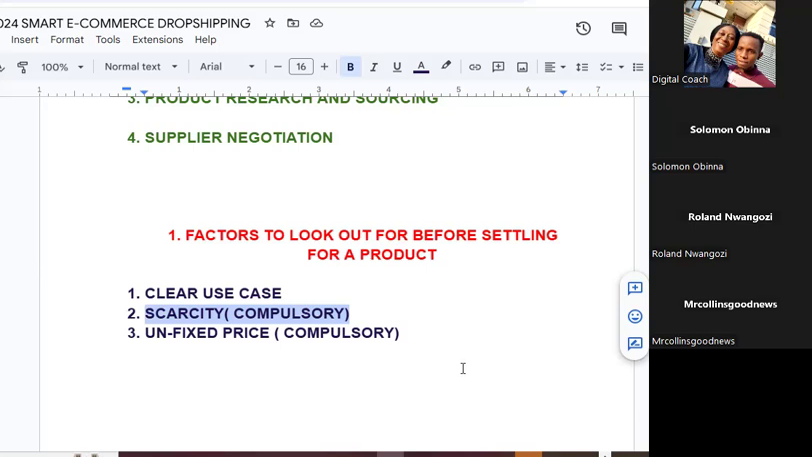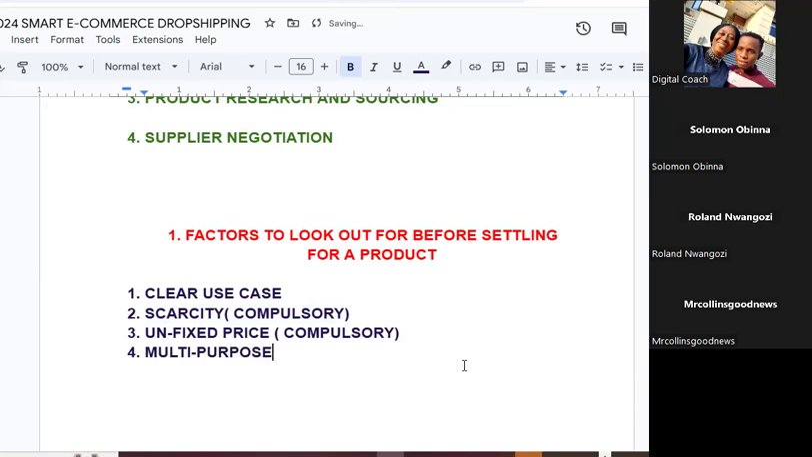So these are very important. But then another one, although not compulsory, is that it should have multiple uses. You should have a mind-catchy advantage. If you have a product that has multiple uses, that is an advantage. Sorry, multiple uses or multi-purpose.